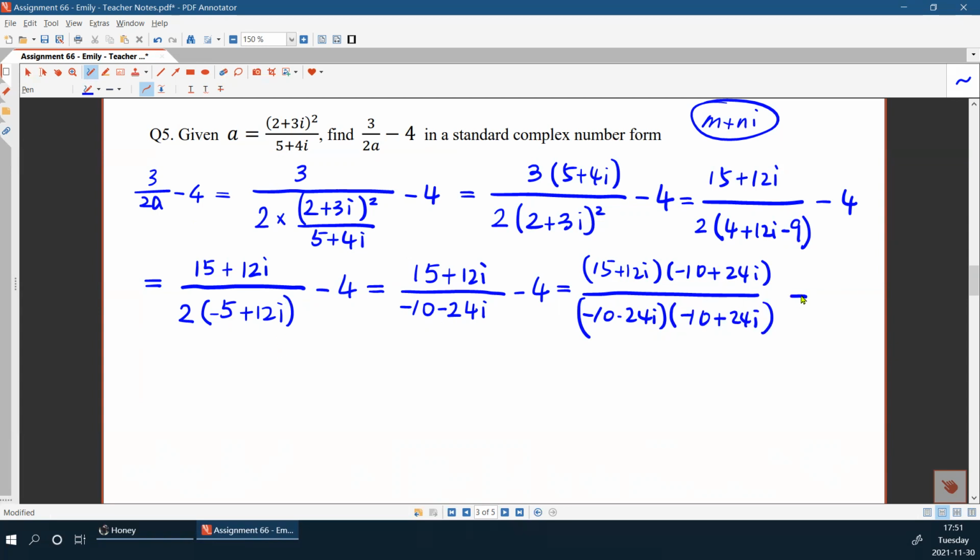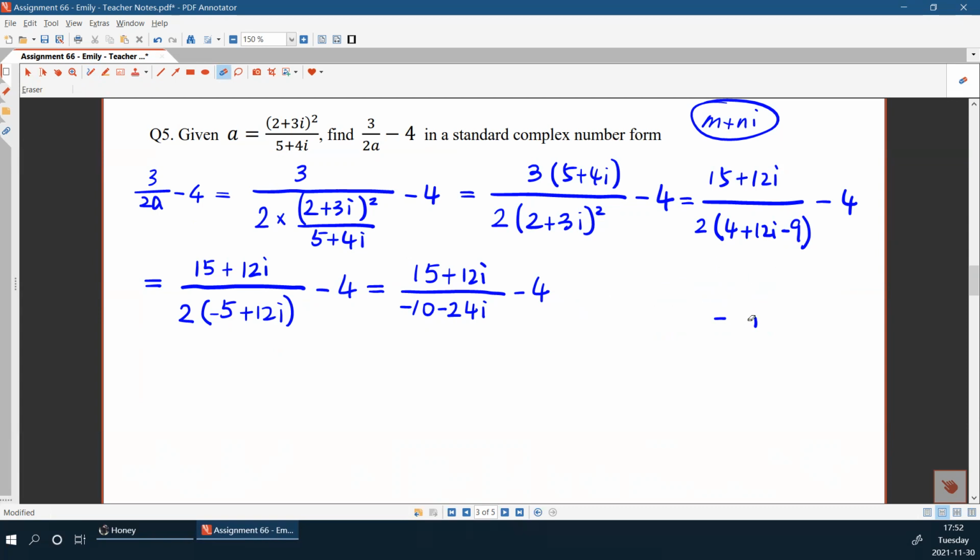Don't forget the... oh, I'm sorry for this. I think it's better to rewrite the whole expression using the common denominator here. So you can do either way, but I think this way is much easier.